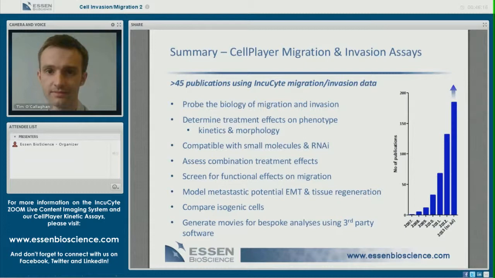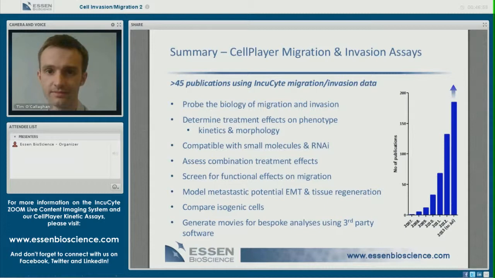So we and others have used live content imaging to probe the biology of migration and invasion, and to determine treatment effects on phenotype, paying particular attention to kinetics and morphology. The assays are compatible with small molecules, RNAi, and gene overexpression, and they can be used to assess combination treatment effects also. Independent labs have used these assays to screen for functional effects on migration and to develop models of metastatic potential, epithelial to mesenchymal transition, and models of tissue regeneration.